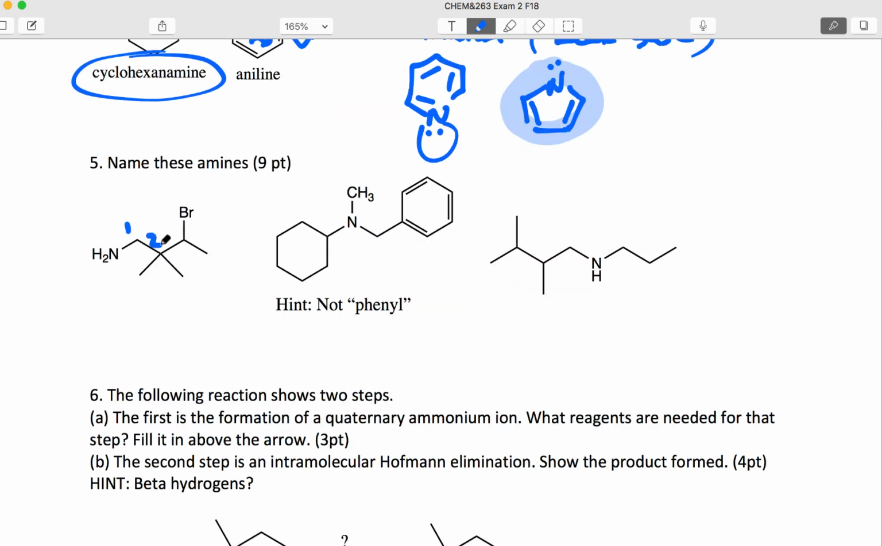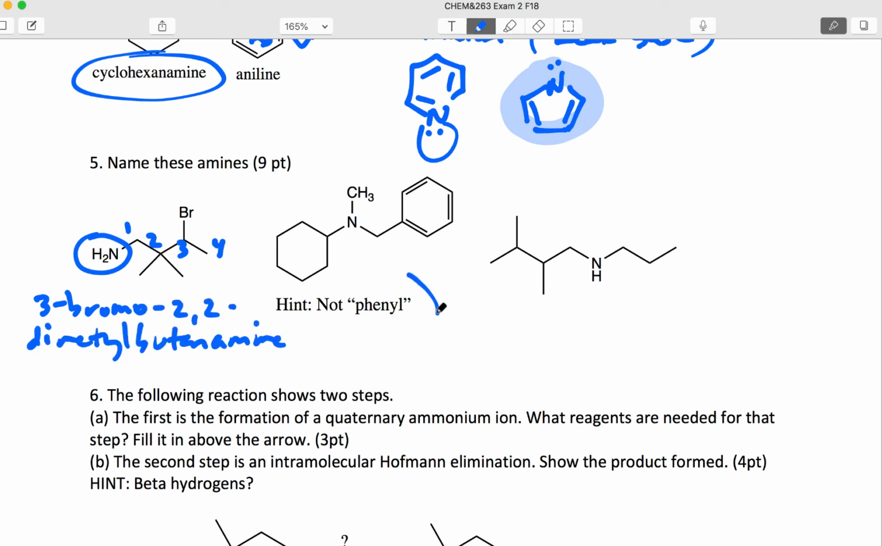The main issue with the first one was numbering. I think a lot of students numbered it the opposite way, to have bromo appear at carbon 2 instead of 3, but our priority group is the amine, just like with alcohols. So it should be 3-bromo-2,2-dimethylbutanamine. For this one here, there are 3 groups attached to the N, and alphabetically, this is not a phenyl group, it's a benzyl group, so many of you knew that. This is a methyl group, and this is a cyclohexyl group.